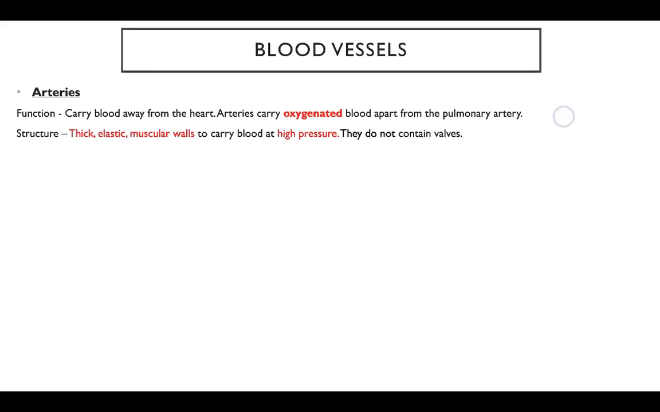So the structure of arteries is that they are thick and have elastic muscular walls to carry blood at high pressure. The key terms here are thick, elastic muscular walls, and they carry blood at high pressure. They do not contain any valves.